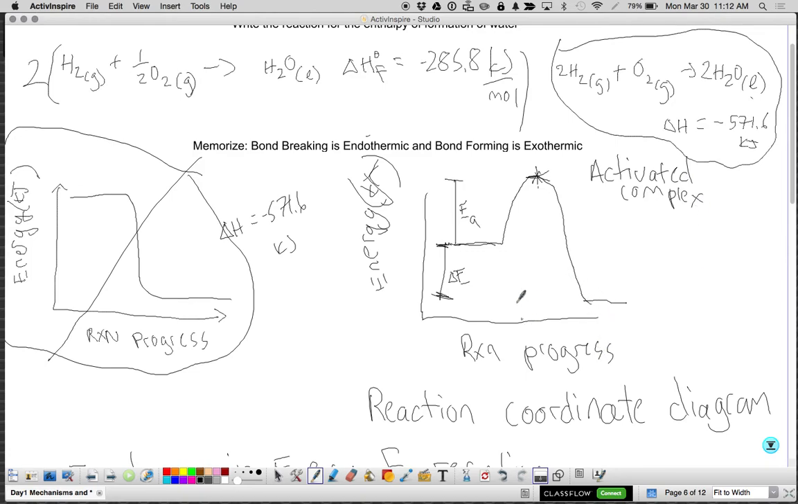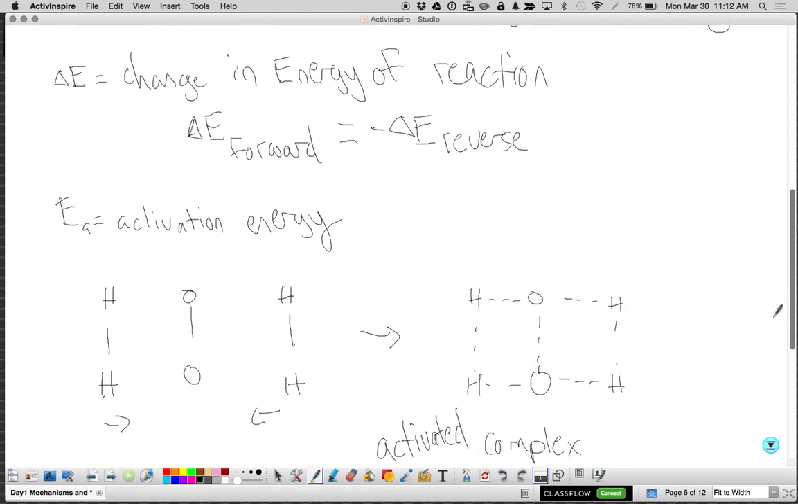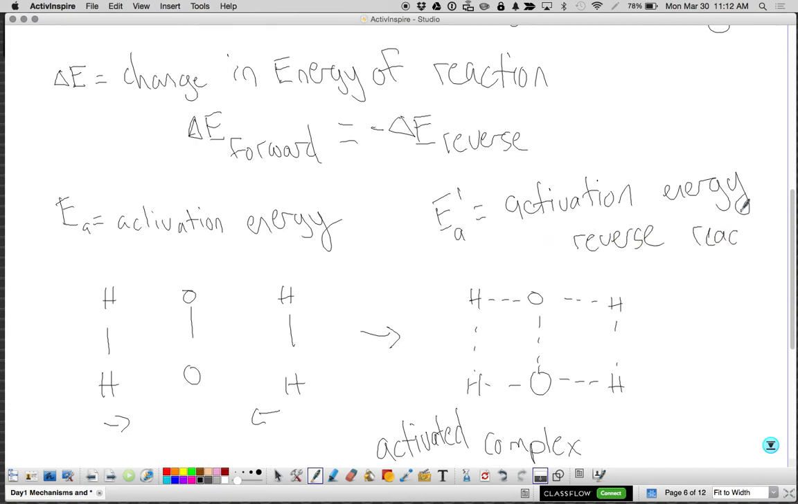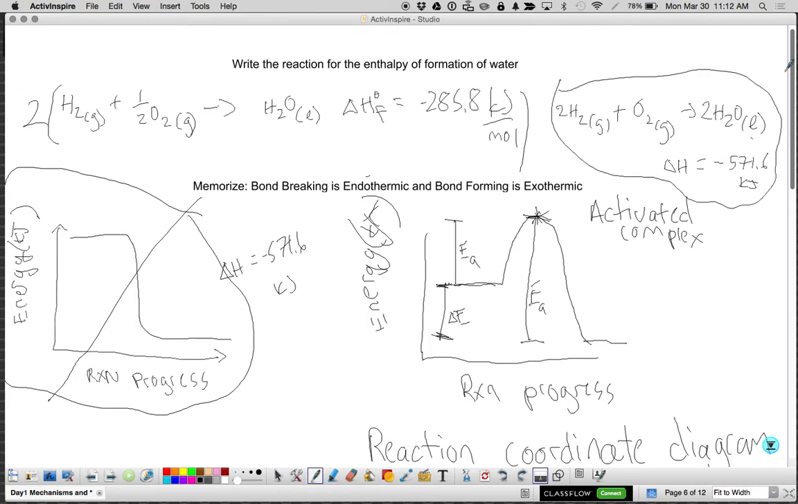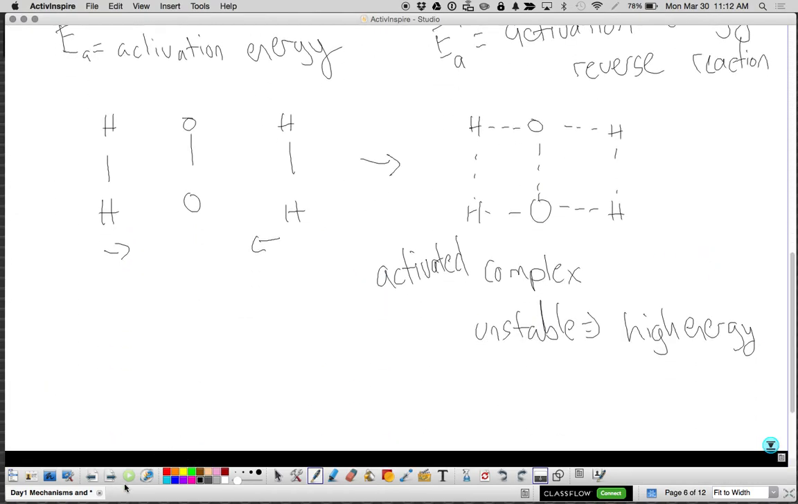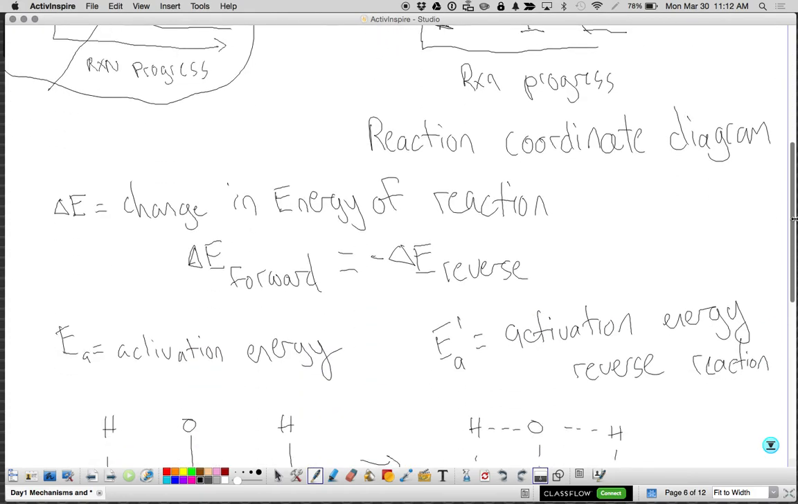So the last thing that I want to talk about is this. The energy that it would take to go from your products up to the activated complex, this is EA prime. And EA prime is the activation energy for the reverse reaction. So these are reaction coordinate diagrams with kind of everything labeled.